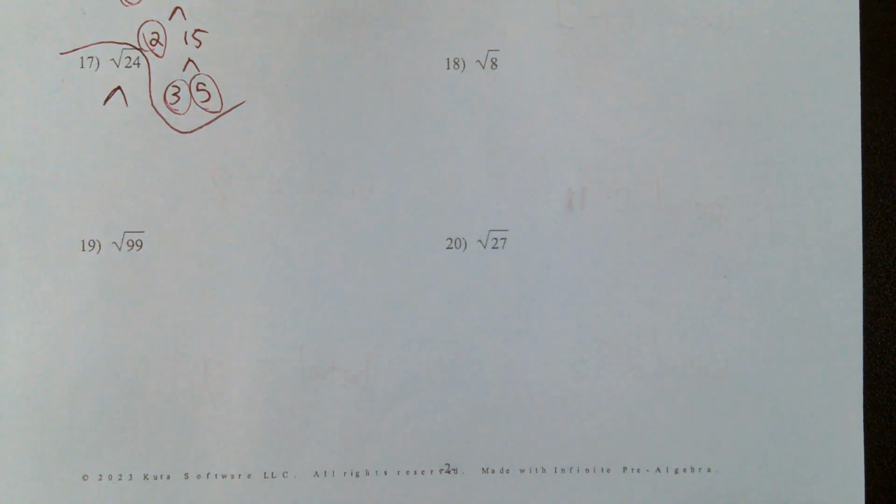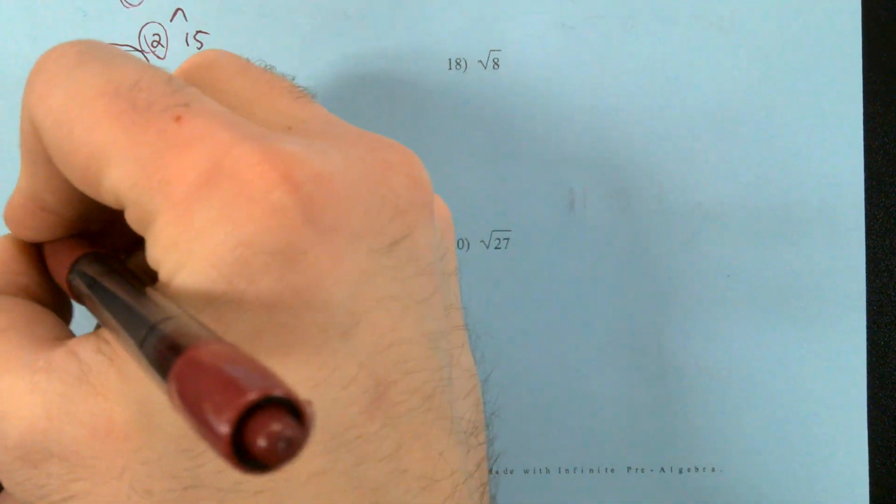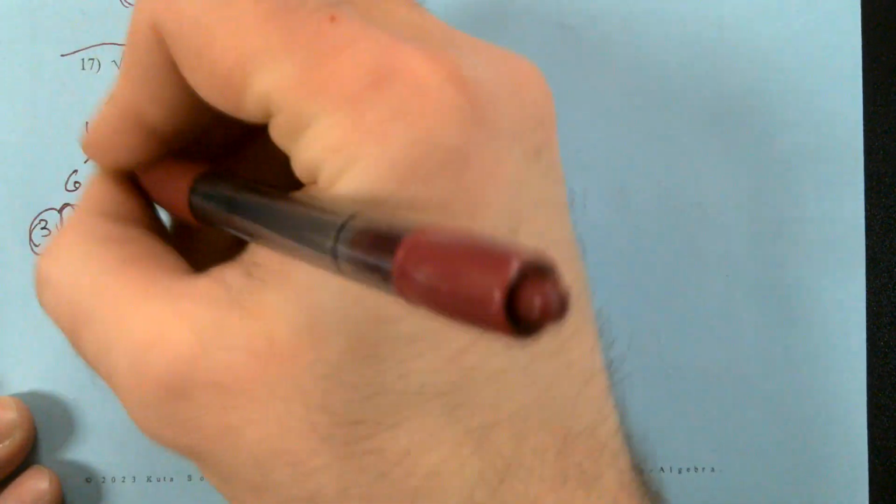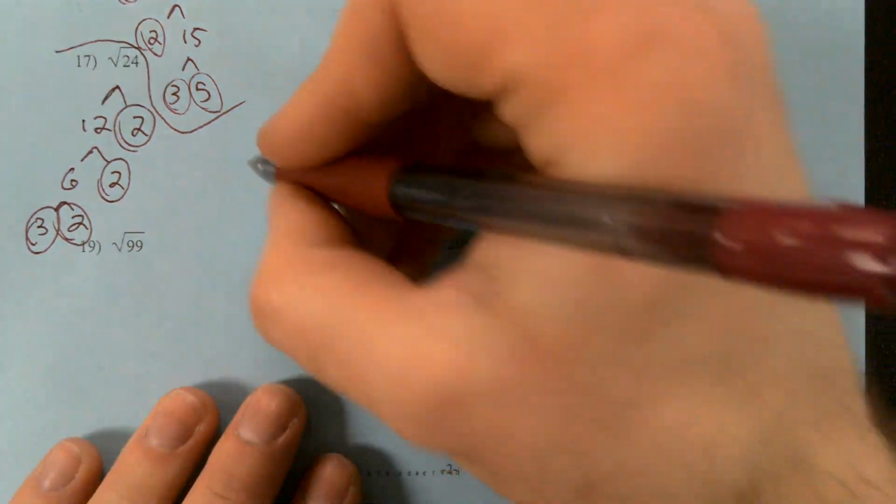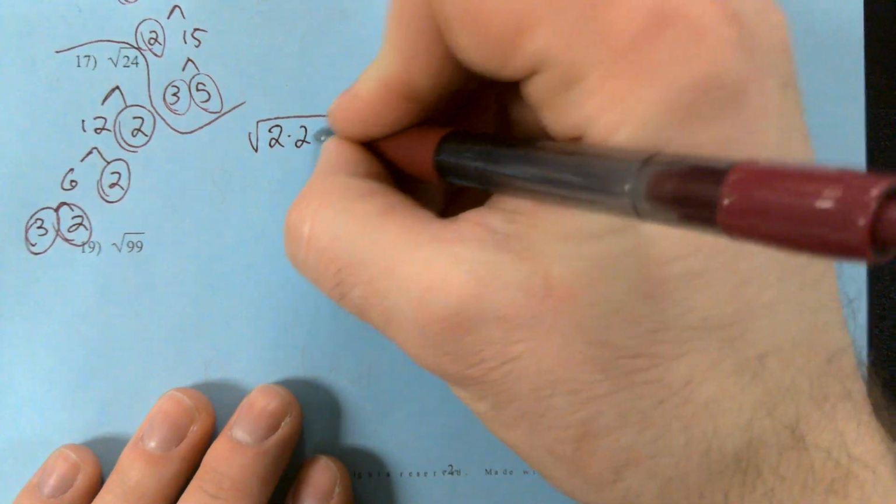Down to 17, square root of 24. We're going to break that down. What two numbers multiply to give us 24? 12 and 2. We could do 6 and 4. We could do 8 and 3. I'll go with 12 and 2. 12 is 6 times 2, and 6 is 3 times 2. So we got 1, 2, 3, 4 prime factors. 2 times 2 times 2 times 3.